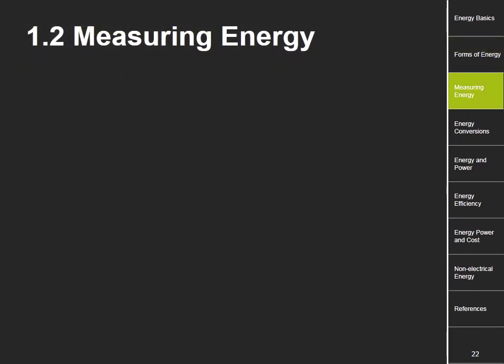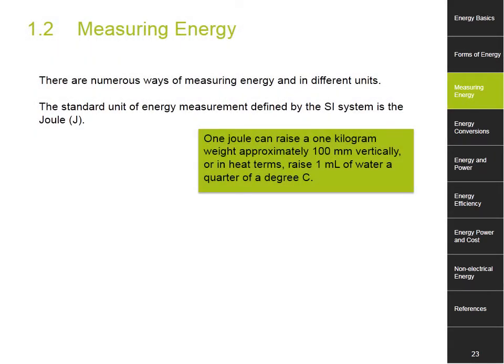Measuring energy. Beyond simply classifying energy, there are numerous ways of measuring or quantifying energy. The standard unit of energy measurement defined by the SI system is the joule, written as a capital J. It is equal to the energy expended, or work done, in applying a force of 1 newton through a distance of 1 meter.